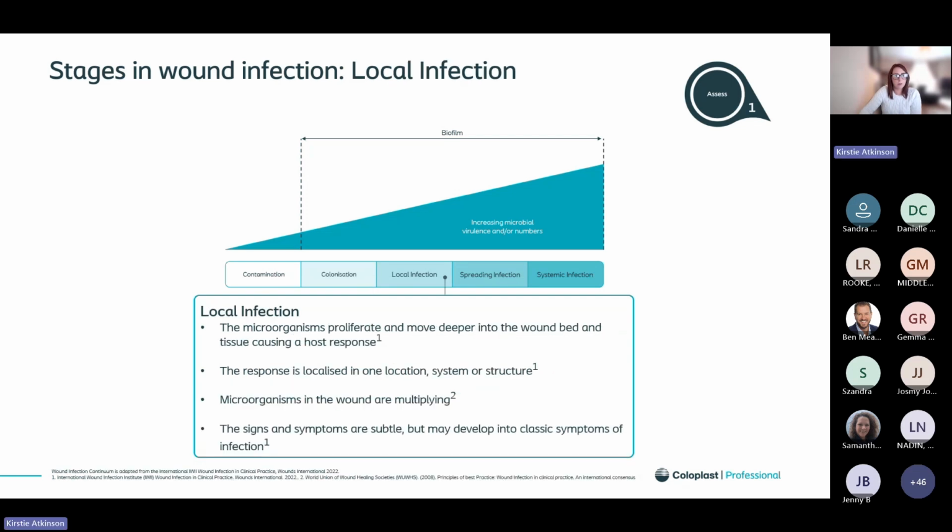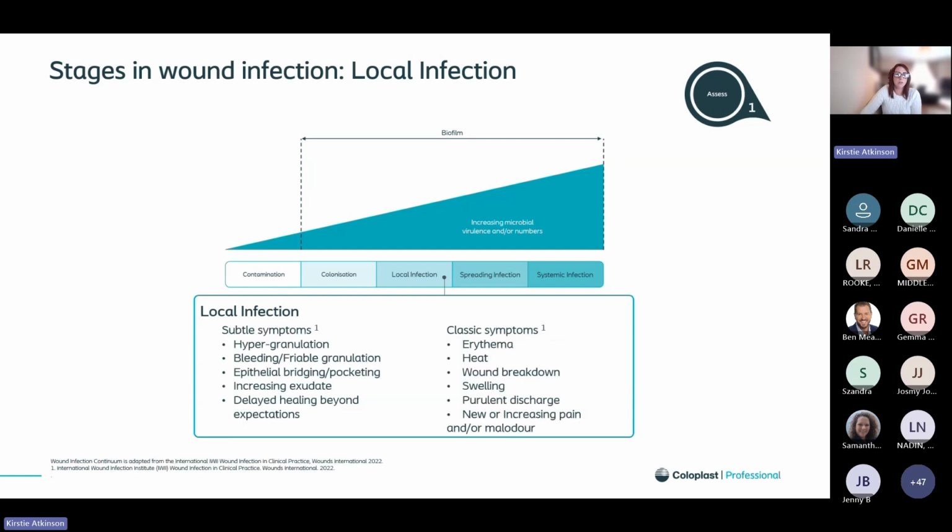Then we've got the third stage, which is the local infection. So this is where they have moved deeper into the wound bed, and they're now starting to cause a response in your body and in the wound. The response is localized to just the wound, and there may be subtle signs, but your classic wound infection signs might be starting to show. So you might be seeing redness and erythema around the wound. You might start to feel a bit hot around the wound as well.